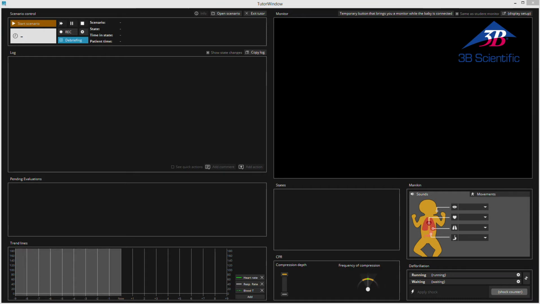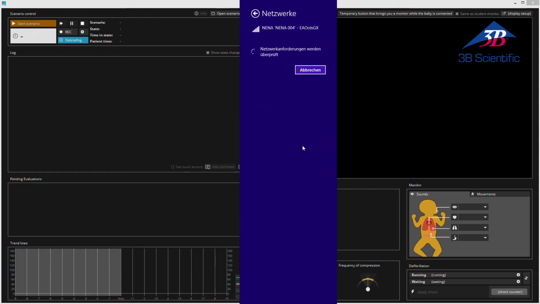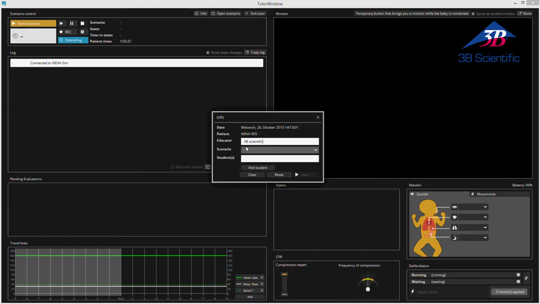The NenaSim simulation software has a user-friendly interface and is compatible with Microsoft Windows and Mac OS. Tutors can choose one of the existing scenarios or create their own to optimize training needs. Different language settings are possible.